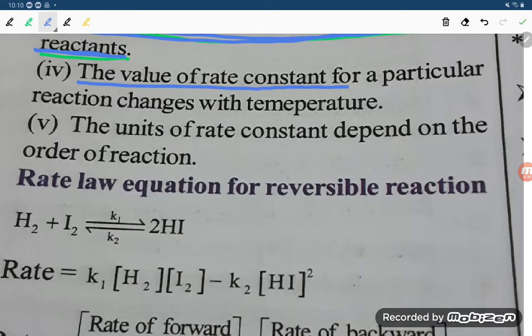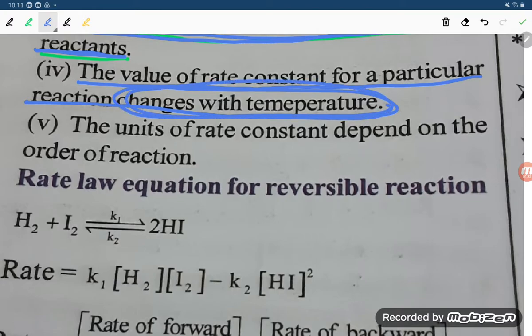The value of the rate constant for a particular reaction changes with the temperature. So if you are changing the temperature, the rate constant will change. The unit of rate constant depends on the order of the reaction.